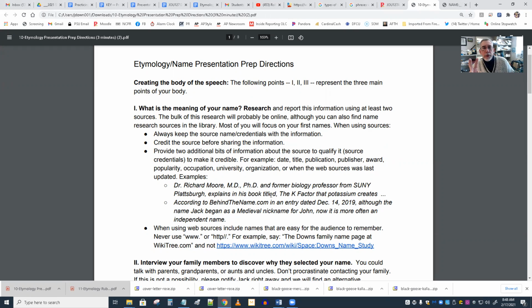Ideally, you want to have two qualifying pieces of information, like credentials, to make it more credible, that you really have a source. So for instance, it might be when it was published, where it was published, who wrote it, maybe something about their credentials. Are they a doctor or a researcher or whatever? It depends on where you get the information, what kind of credentials you're going to have. So when you speak it, as it says here, always keep the source name and credentials together.